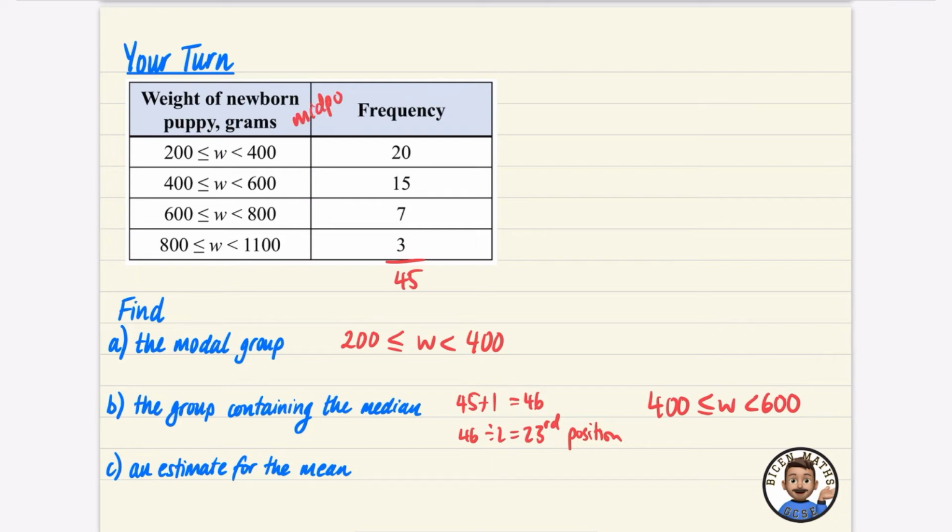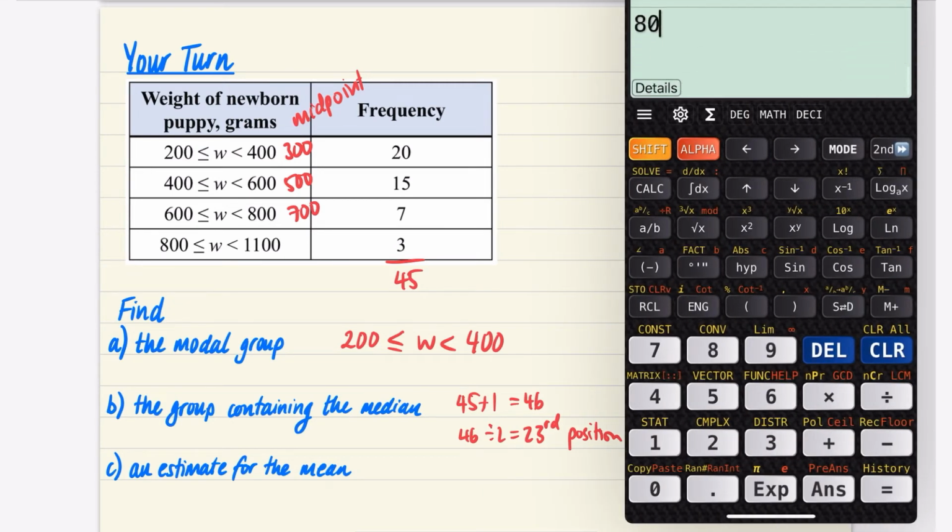You can either put them in a separate column, but I usually like just putting them right next to it. So that's going to be a 300, a 500, a 700. This one I'm just going to double check. I'm going to do the 800 plus the 1,100. Make sure you press equals and then divide by 2. So the midpoint of that group is 950.